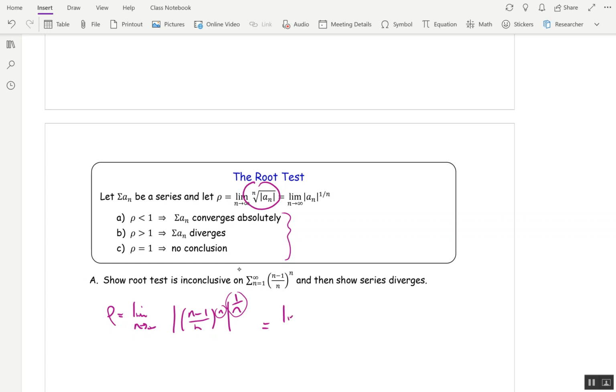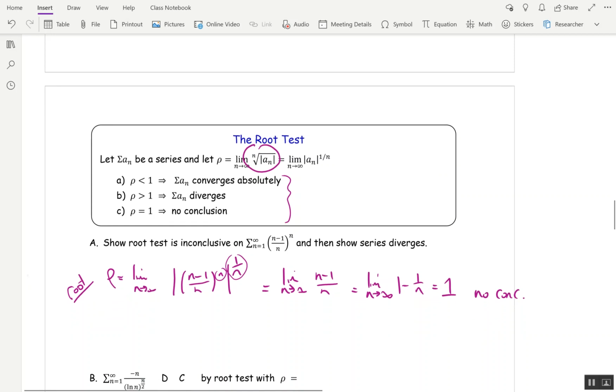So this just gives me the limit as n goes to infinity of n minus 1 over n. Okay, let's rewrite that as 1 minus 1 over n. Just separate out the two fractions. And when we take the limit, we get 1. So no conclusion. That was the root test.